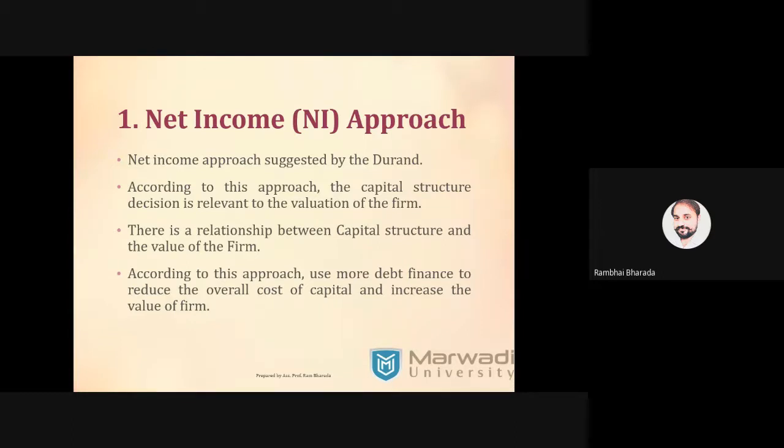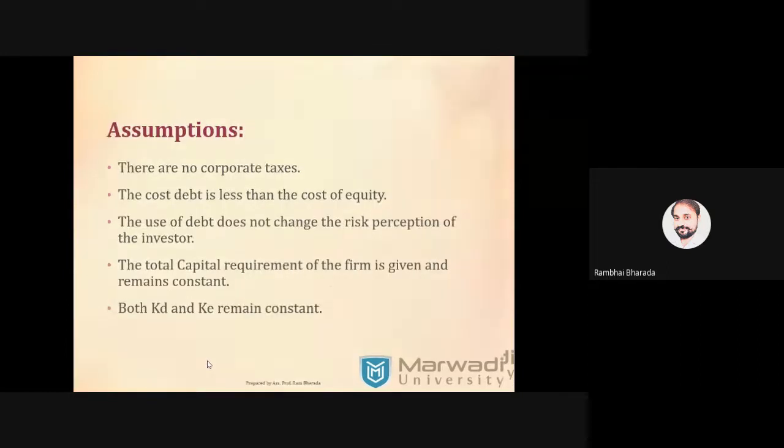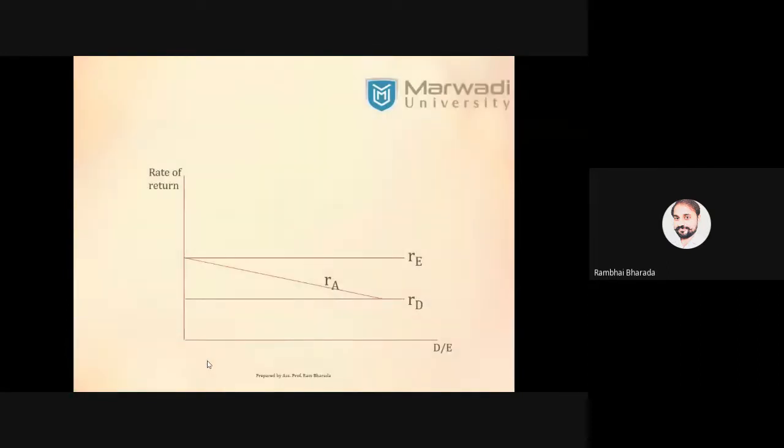So according to this approach, according to David Durant, if company use more debt capital, more debenture, more loan, then it will reduce the overall cost of capital and it will increase the value of the firm. You can see here, as company use more debt, RD, as RD is increased, RA is declined, RE remains same, and value of the firm will increase.